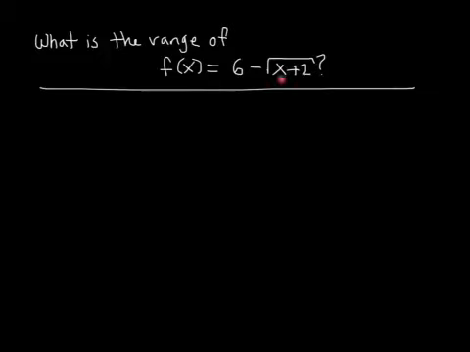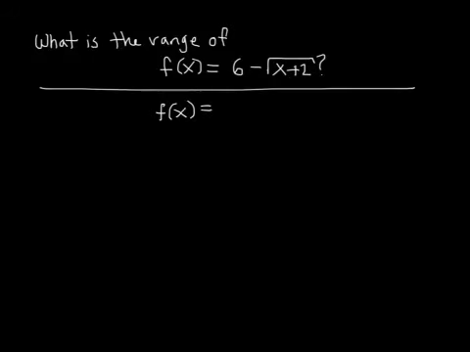Our parent function would be the square root of x, and it's been shifted to the left 2, since we are adding 2 underneath the square root right next to my x's. It's been flipped over the x-axis because of this negative sign out front, and it has been shifted up by 6 because of this 6 that you see right here. That might be hard to see. Maybe it would be easier if I wrote this in a different way.